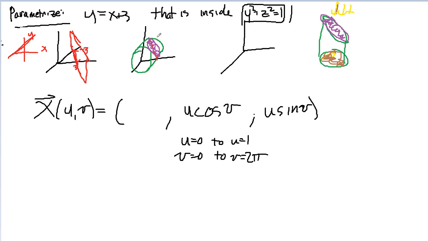And once I have that, I just notice that x is equal to y minus 3. So I can just take the y value, u cosine v, subtract 3 from it, and I'm done. And that will give me this region right here, and I'm happy. Bye-bye.